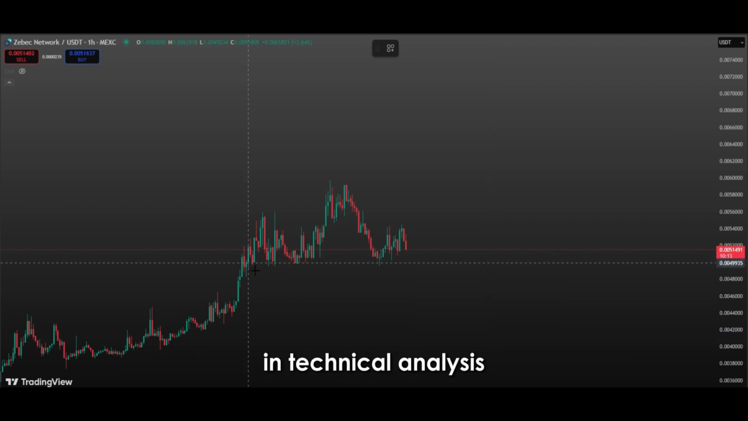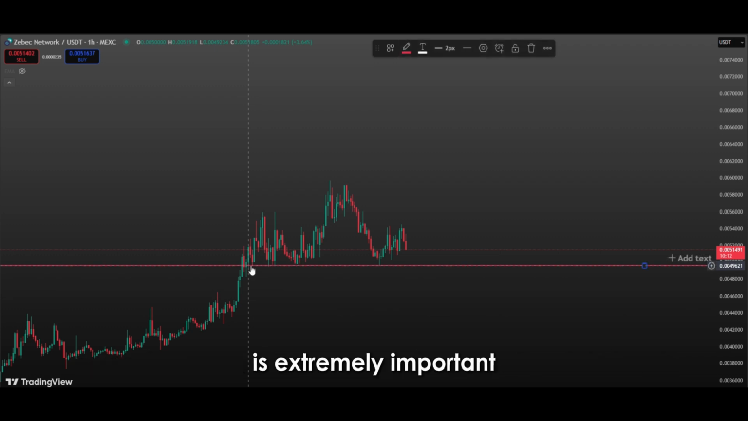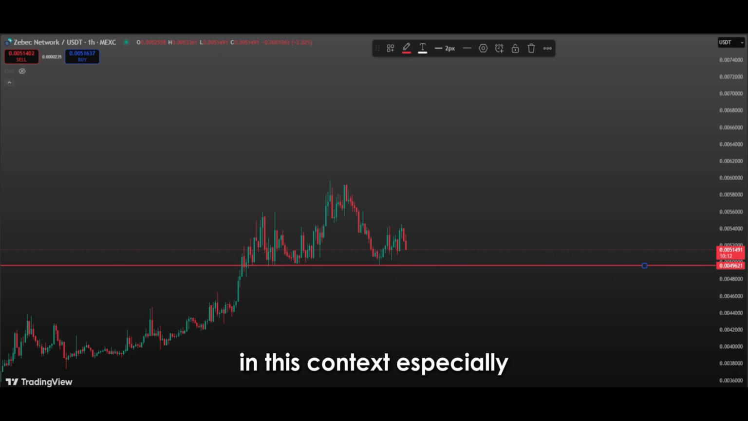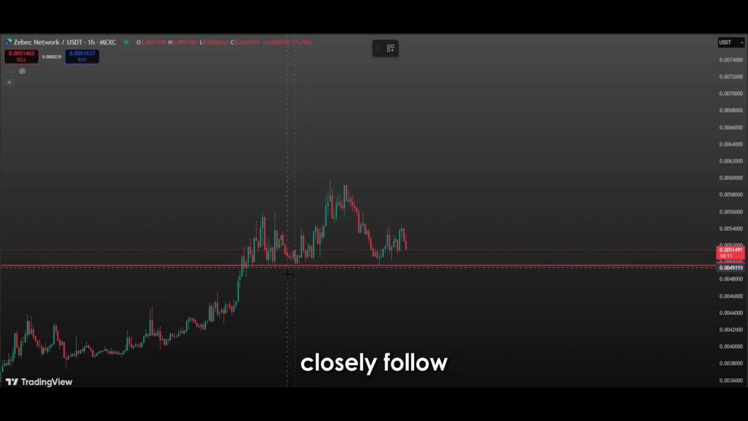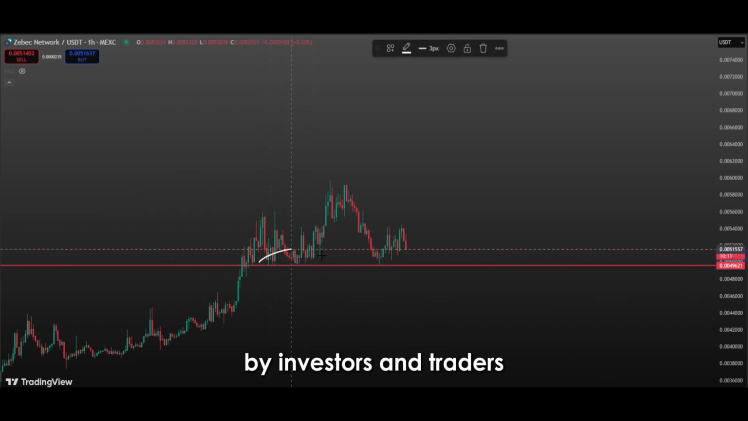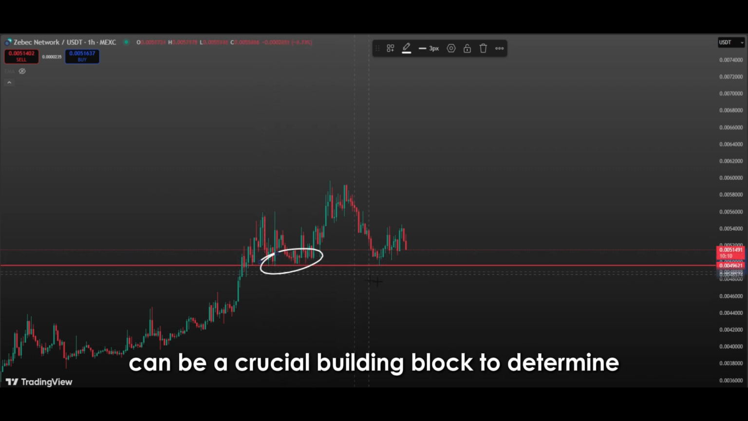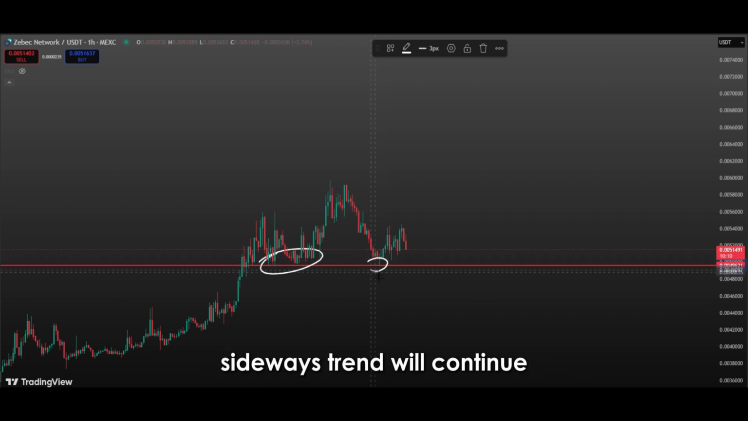In technical analysis, observing how price movements react at certain levels is extremely important for understanding the future direction of an asset. In this context, especially support levels are key technical indicators closely followed by investors and traders. A support line positioned just below the price can be a crucial building block to determine whether the current uptrend or sideways trend will continue.